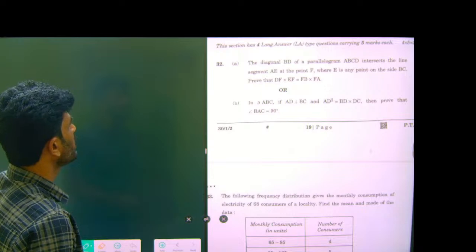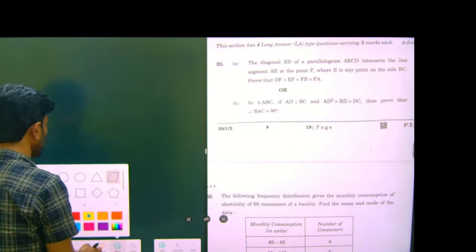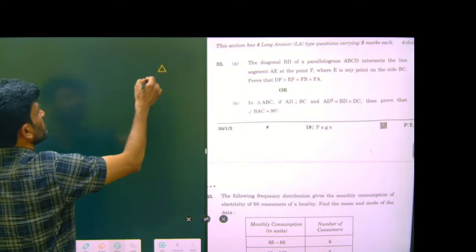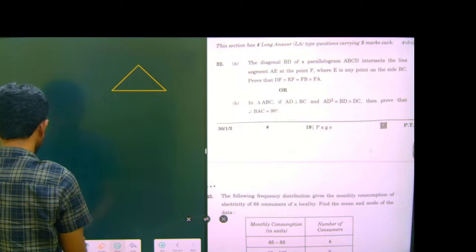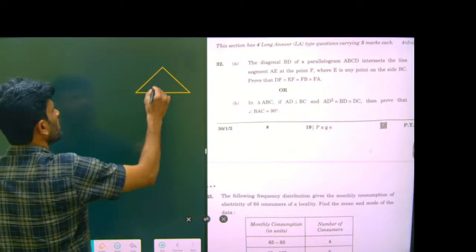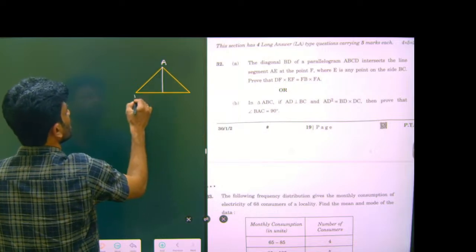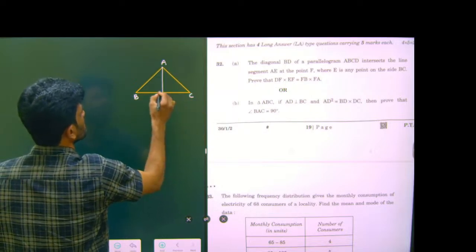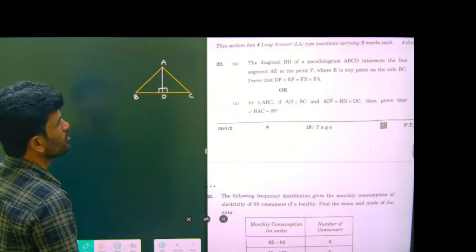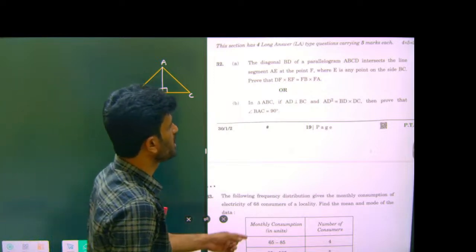In B it is about a right angle triangle ABC. Draw the figure again to understand it better. Take a triangle ABC. In triangle ABC, AD is perpendicular to BC, and it is also given AD square is equal to BD into DC.